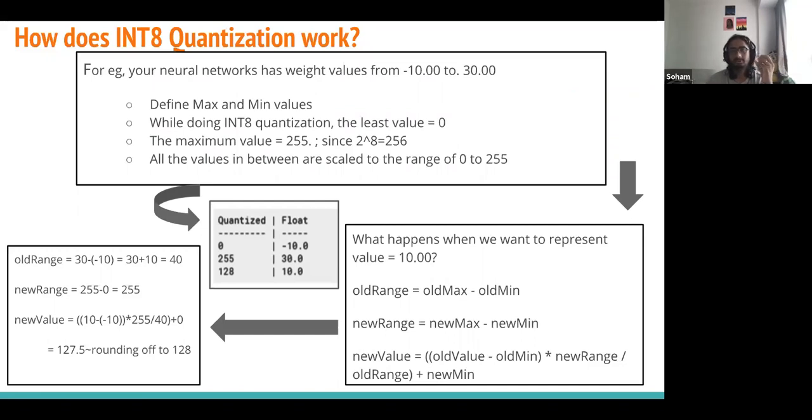So Seshu has a question. Does this mean that there's a compromise on accuracy in inferencing? Yes, there is. And there are a lot of techniques that try to regain this accuracy.